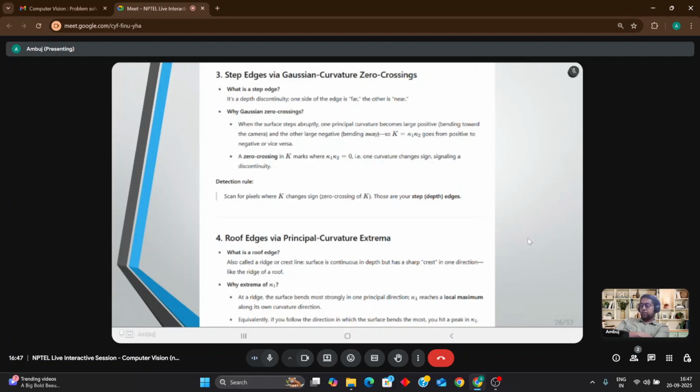Then what are roof edges? They are detected via the principal curvature extreme. A roof edge is a crest line in the surface which is continuous in depth but has a twist in direction, also known as a ridge or roof. So why the extreme of K1? At a ridge, the surface bends mostly in one principal direction. So K1 reaches a local maximum along its own curvature direction.